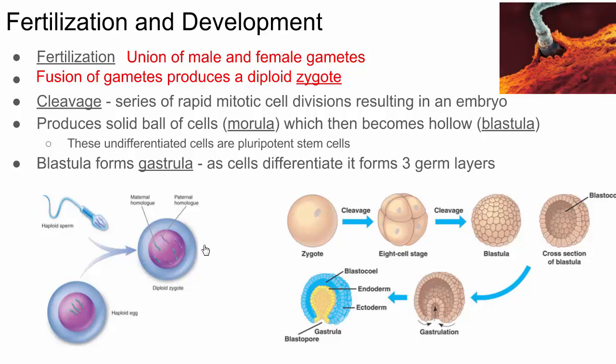Haploid sperm plus haploid egg equals diploid zygote. And that zygote has chromosomes from both the male and female, half of the chromosomes from each parent. As the zygote travels through the fallopian tube, it starts to go through a series of cell divisions that we call cleavage. These cell divisions are through mitosis. Again, the number of chromosomes needs to be maintained.